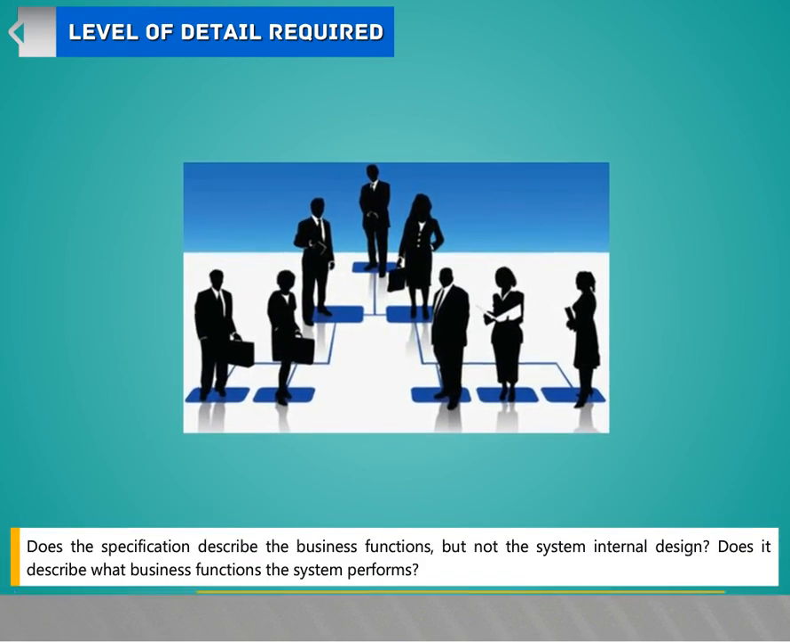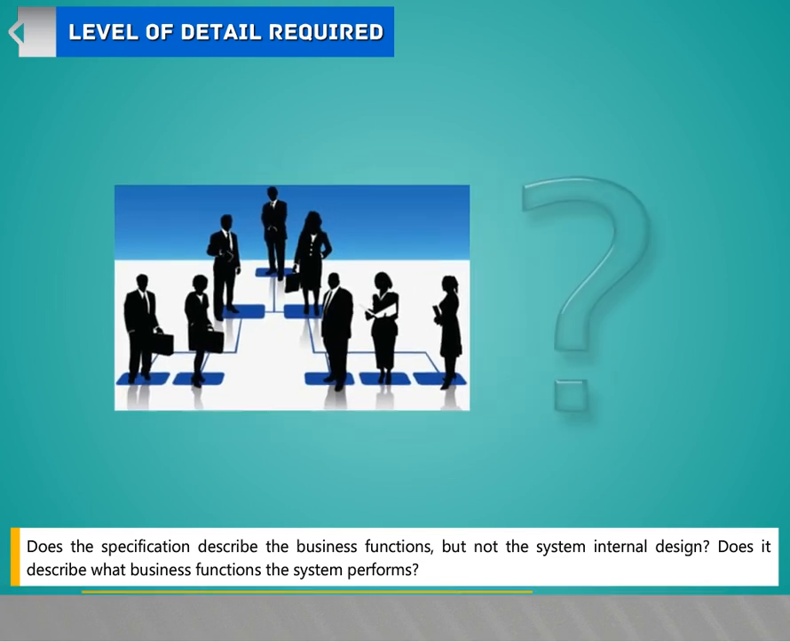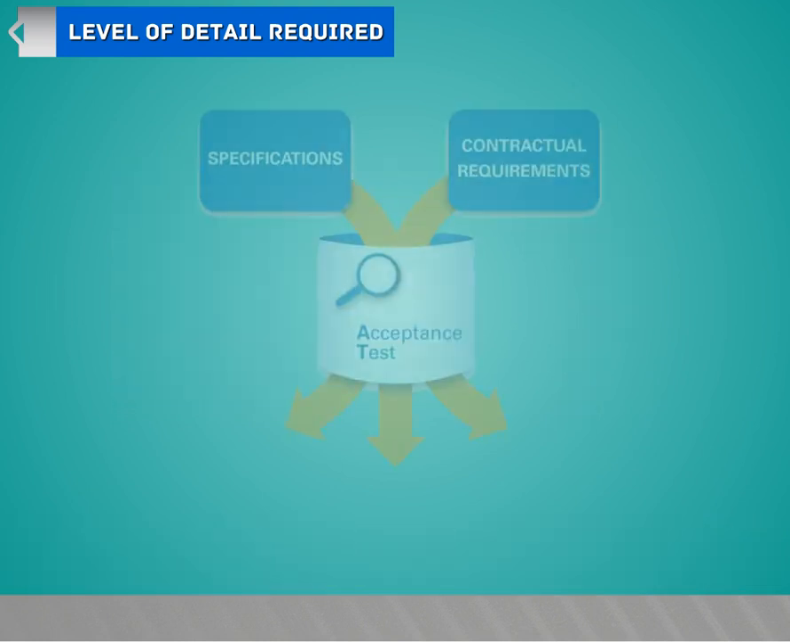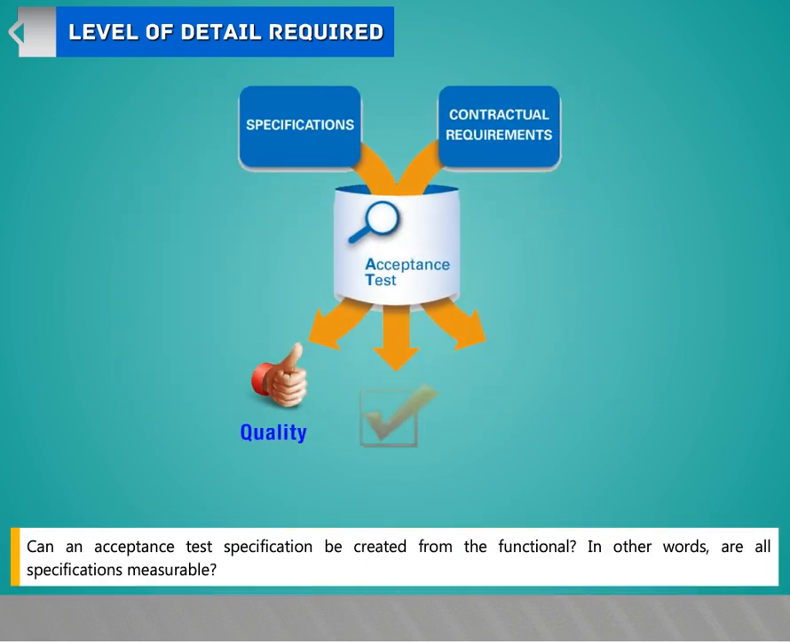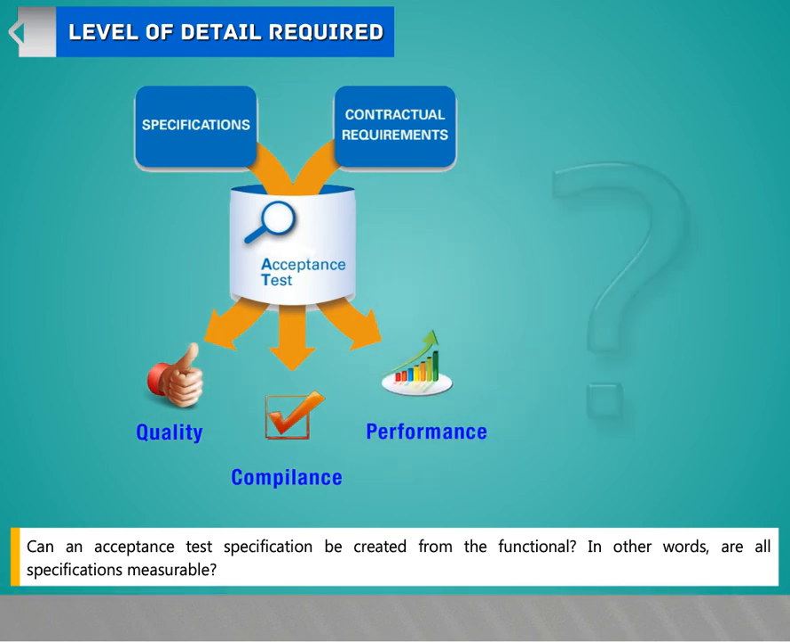Does the specification describe the business functions but not the system internal design? Does it describe what business functions the system performs? Can an acceptance test specification be created from the functional specification? In other words, are all specifications measurable?